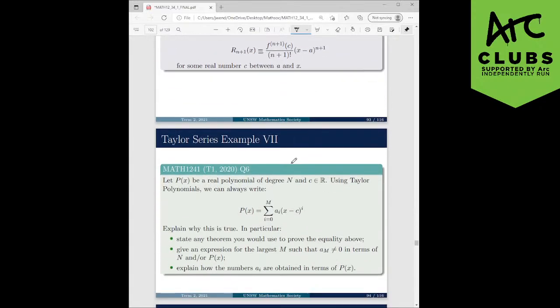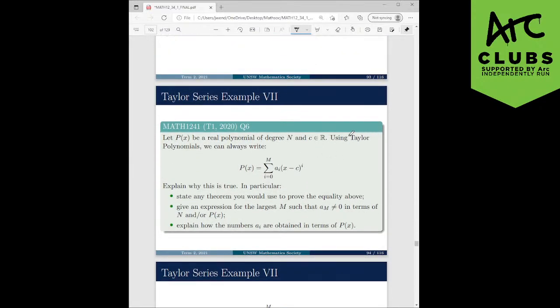So a nice little question on this. It's really more of an application of just understanding Taylor's theorem. We have some real polynomial out there of degree n. Using Taylor polynomials, we can rewrite p of x in this form. Explain why it's true. State the theorem you would use to prove it. Give an expression for the largest capital M such that am isn't equal to 0 in terms of n or p of x, and explain how the numbers ai are obtained in terms of p of x. Seems really long, but let me break it down.